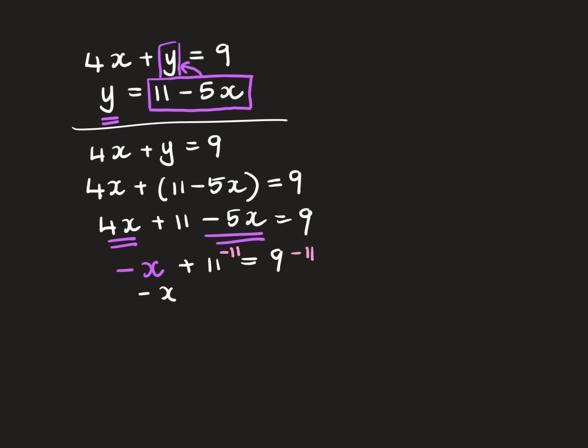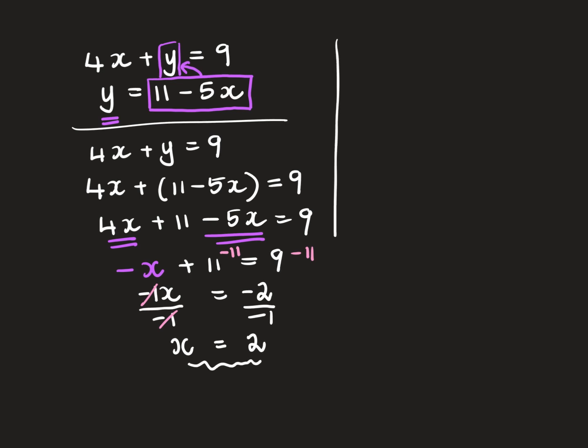We have negative x equals 9 minus 11, which is negative 2. Now, I'm not interested in what negative x is. I want to know what positive x is. So remember, this is negative 1x here. So what I'm just going to do is divide both sides by negative 1. I can cancel out those negative 1s, and I have x is equal to 2, positive 2.